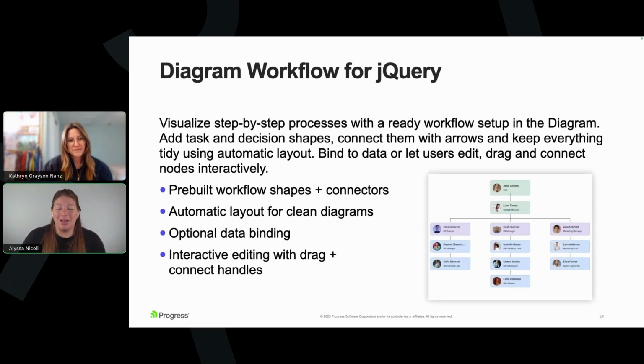Diagram workflow for jQuery. So we've got a diagram too. This update makes it easy to map out step-by-step processes with a jQuery diagram. You get full workflow-ready shapes and connectors, automatic layouts to help everything stay clean, and the option to bind to data or let users drag and connect nodes themselves. A straightforward way to build process flows without a lot of custom setup. Very excited for this. Landed in jQuery.